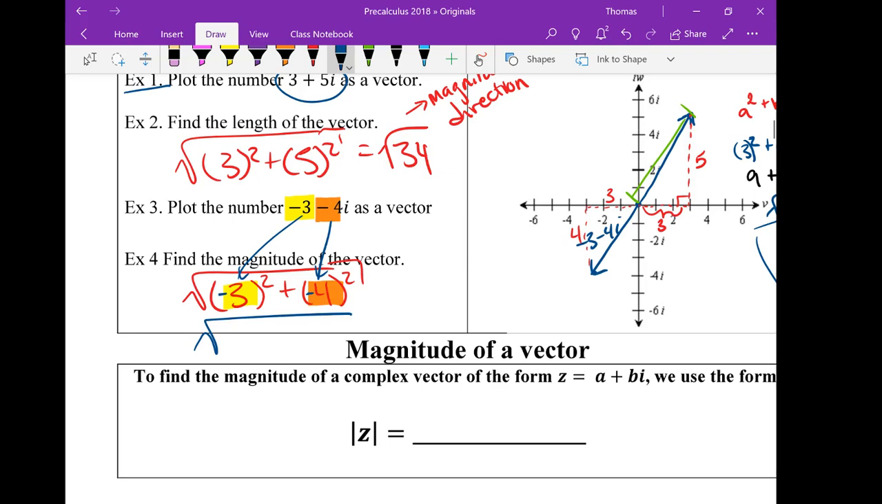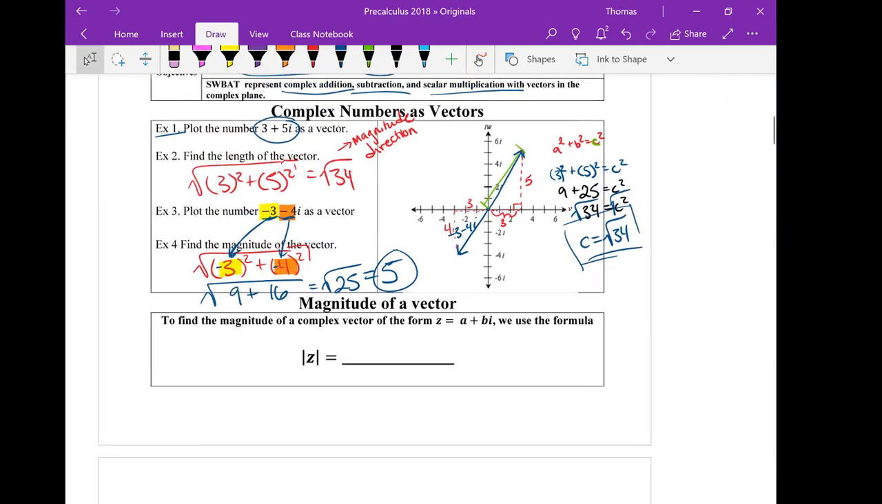So we had a good discussion about this in class. Basically, it's nice that we can just pull the numbers right out of our complex number and put them right in the formula. So that's going to be 9 plus 16, which is the square root of 25, which is just 5. So the length of that vector would be 5.